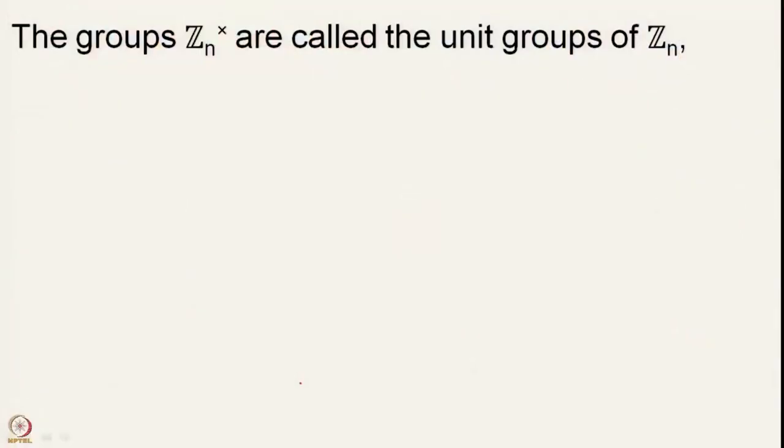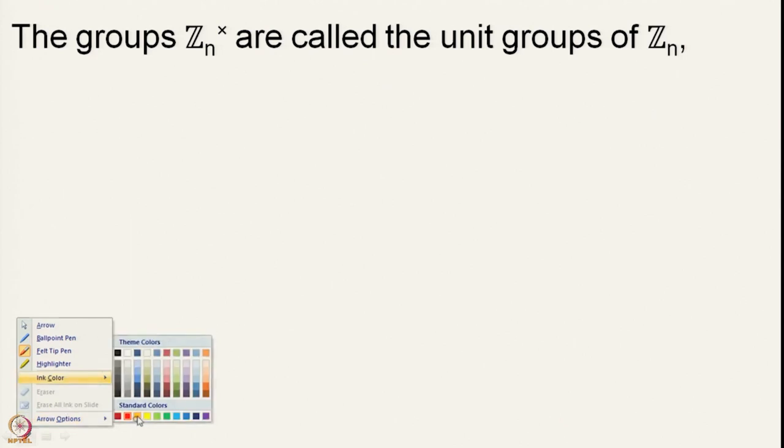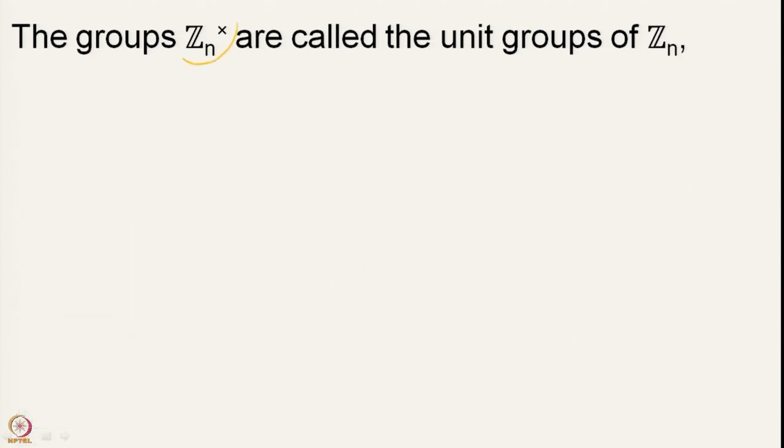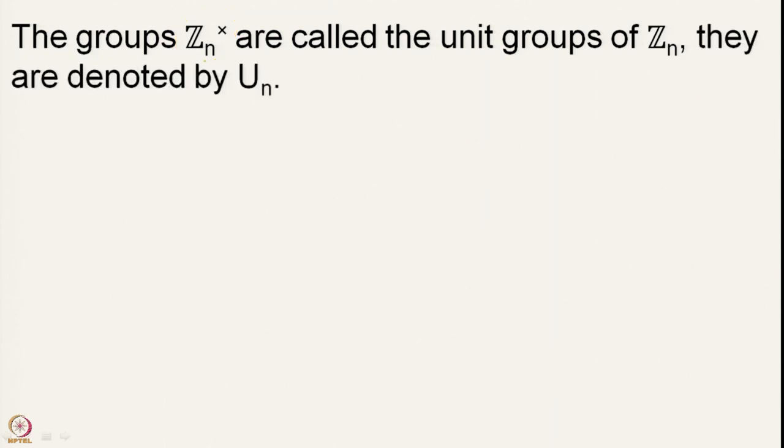We are going to require some more concepts of group theory and ring theory. So, we are going to study these groups called the unit groups of Zn. These are denoted by Zn cross. We put this cross on the head to signify that we are going to look at elements which are invertible with respect to the multiplication. These are the unit groups that we are going to study. They are going to be called Un, where U stands for units.